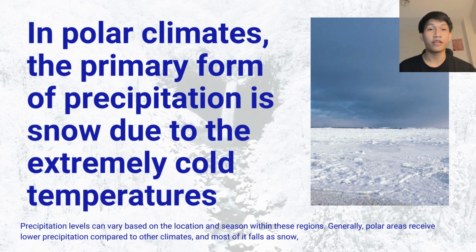Precipitation rates can significantly differ across various regions. Generally, these areas receive lower precipitation compared to other climate zones. The annual precipitation can vary from a minimal amount in certain polar regions to slightly higher levels in others, primarily falling as snow due to the persistent cold temperatures.